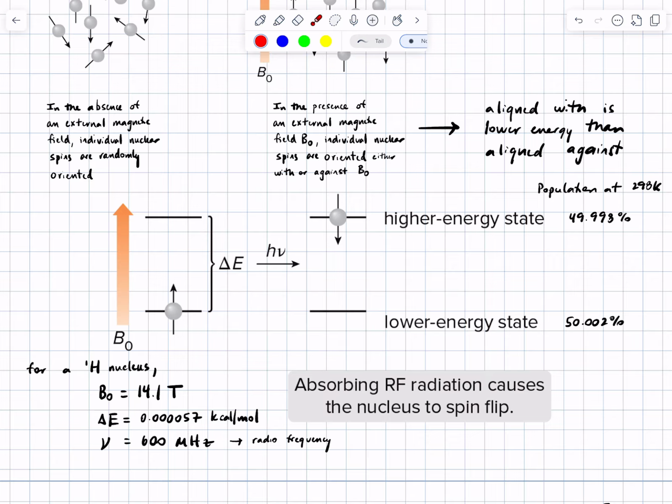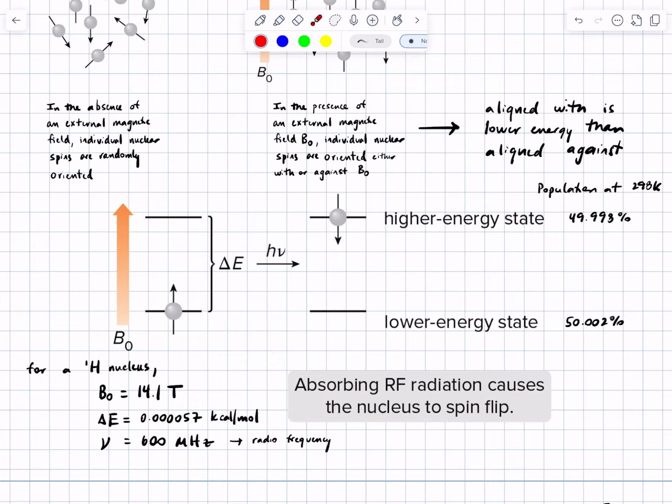In other words, we're going to shoot radio frequency light at a sample of an organic molecule in a magnetic field, and we're going to see which frequencies are absorbed, that is, which frequencies excite a transition from aligned with to being aligned against. Now, this would be a really boring technique if all protons, all hydrogen atoms, underwent this transition from aligned with the field to aligned against the field at the same frequency.